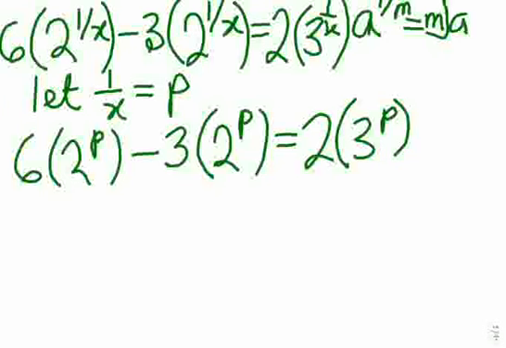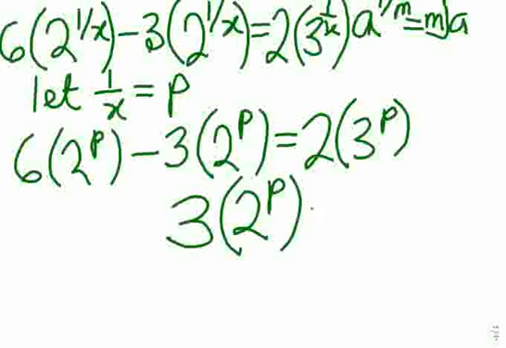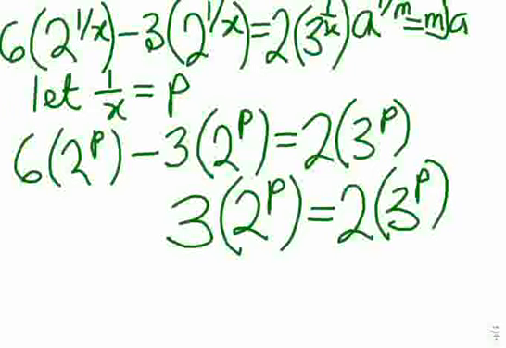Next, these two are like terms. If the whole of this is y, for example, we will say 6y minus 3y, and that will give us 3y. My y there is 2 raised to the power p. So this equals 2 into bracket 3 raised to the power p. What do we do next?